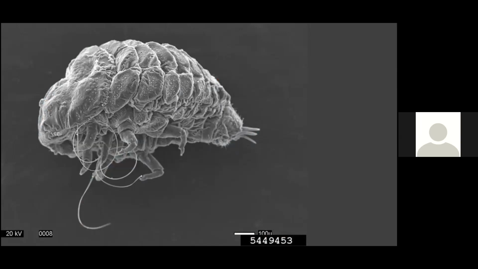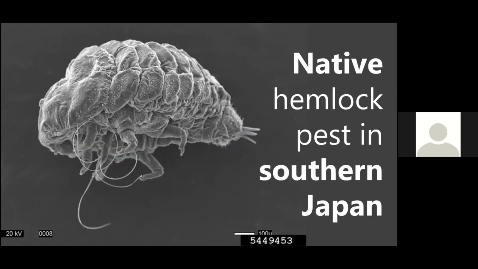HWA is one species that infests all these different species of hemlock tree, but after a while, those populations have separated into distinct biotypes that are genetically linked to the region that they live in. And what we found is that the Hemlock woolly adelgid biotype that we have here on the East Coast is actually native to southern Japan. It's closely related to the populations from that region.